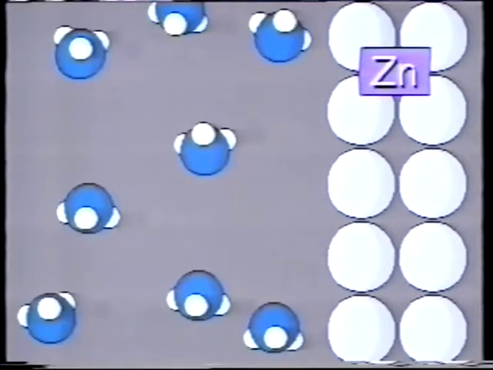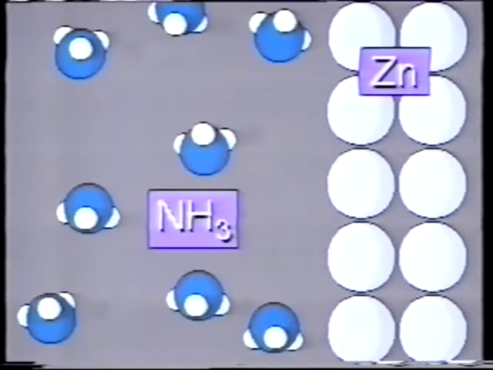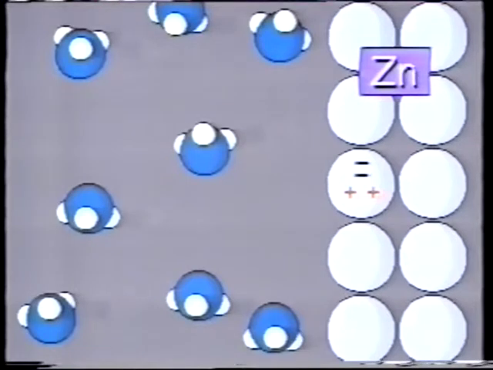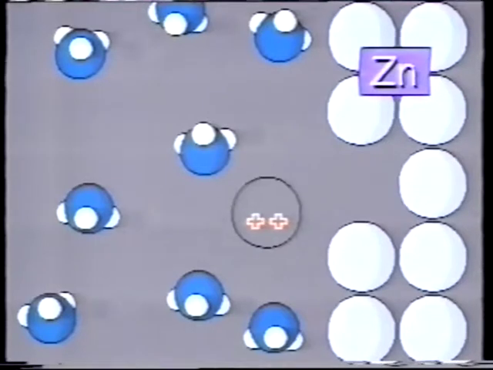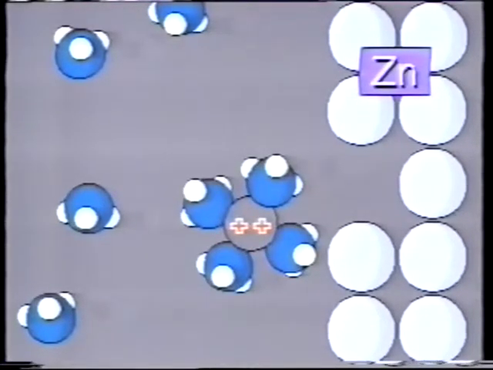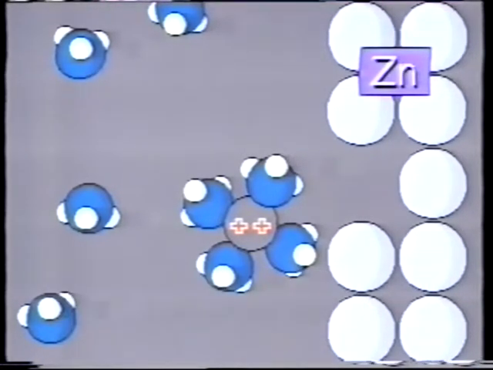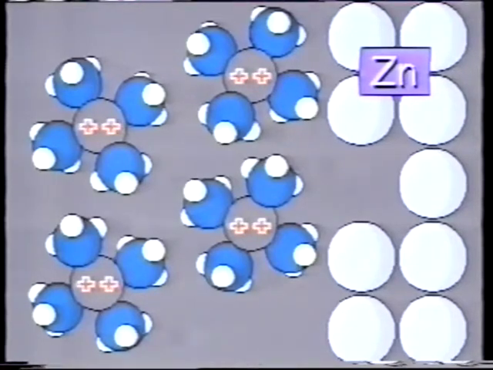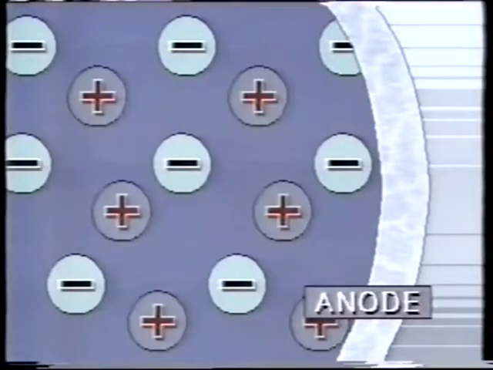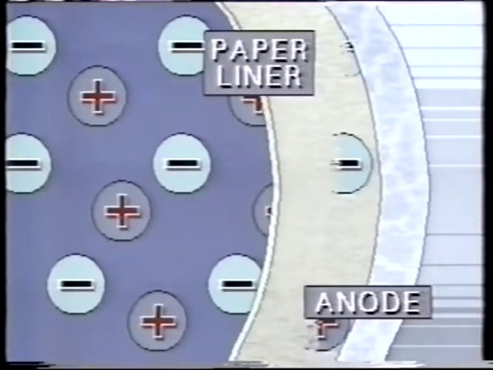Remember, the anode is made up of zinc atoms. They react with some of the ammonia molecules dissolved in the electrolyte. The zinc atom becomes oxidized by losing 2 electrons. The resulting zinc ion combines with 4 ammonia molecules to form a zinc-ammonia complex ion. To prevent a buildup of positive charge, negatively charged chloride ions migrate towards the anode, passing through the paper liner as they do so.